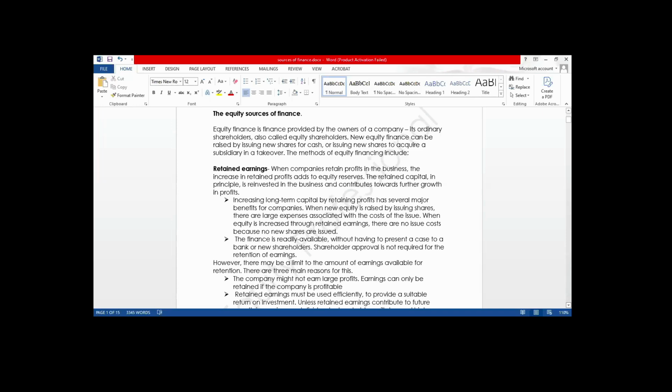They do not require the approval of shareholders in order to utilize retained earnings. The directors of the company do not require shareholders' approval so as to use retained earnings to finance projects.